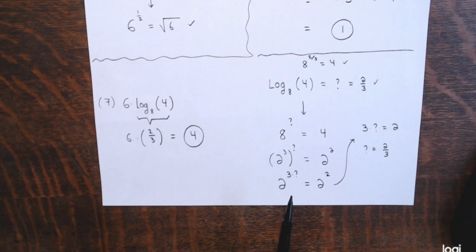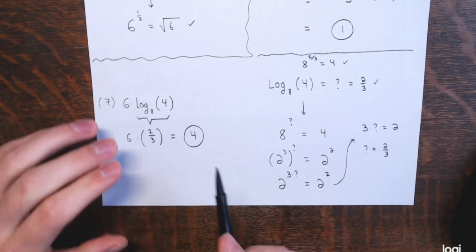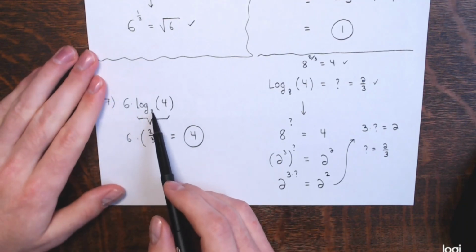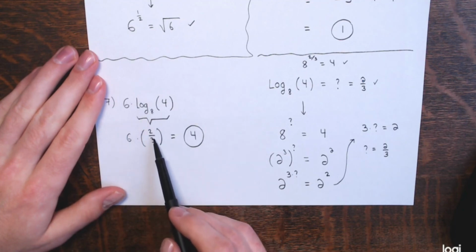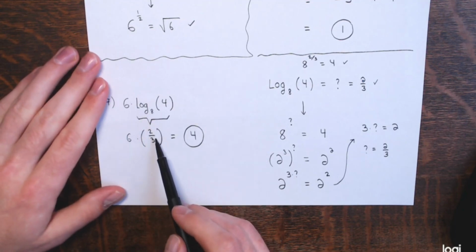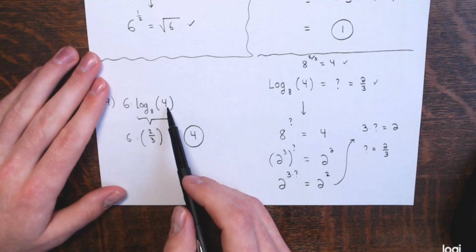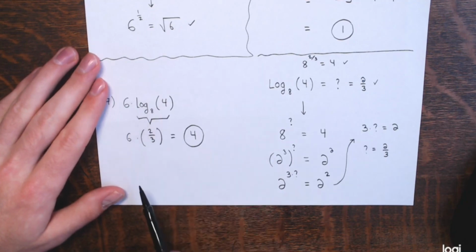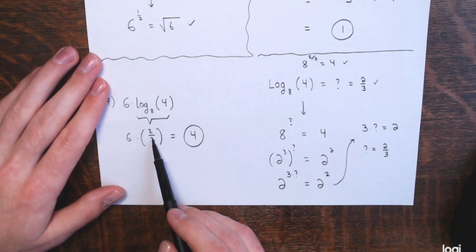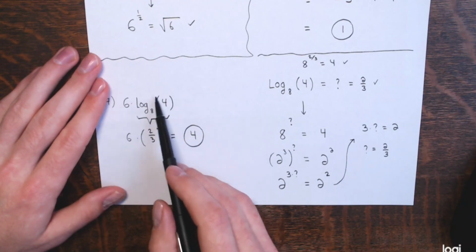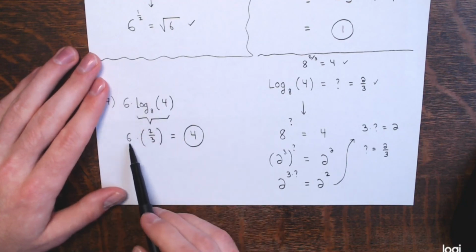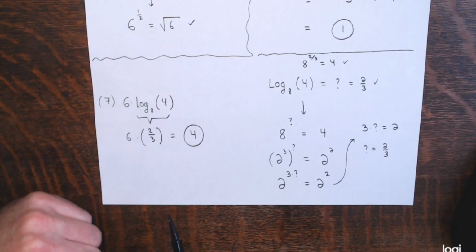All right, and that's it. So again, I'm hoping you understand that when you're asked to find the value of a logarithm, you're thinking of what power, what exponent would I raise that base to get the input, to get the number inside. So here, 8 to the 2/3 power would be 4. So the log base 8 of 4 is 2/3, and then do whatever operations are there afterwards.